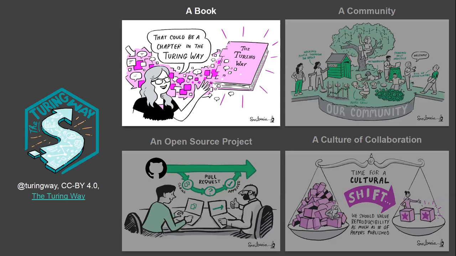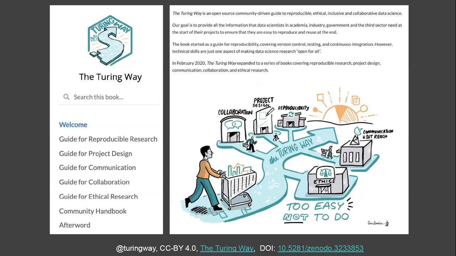So first, it's a book. If you follow the links in the slides or just Google the Turing Way, you will end up on a website where the book is openly available. This is the landing page, and you can see that we have several guides. The Turing Way started as a guide for reproducible research, but we now also have a guide for project design, communication, collaboration, ethical research, and a community handbook if you're interested in finding out more about our community, or if you would like to set up your own community. All that information is available, and for anyone interested in data science, there should be something in the book for you.